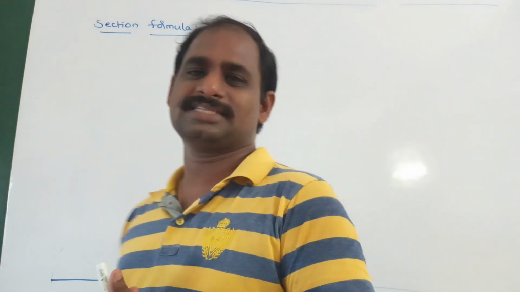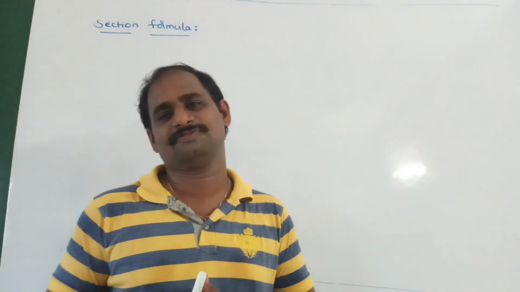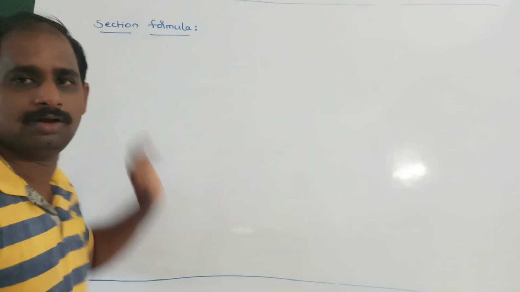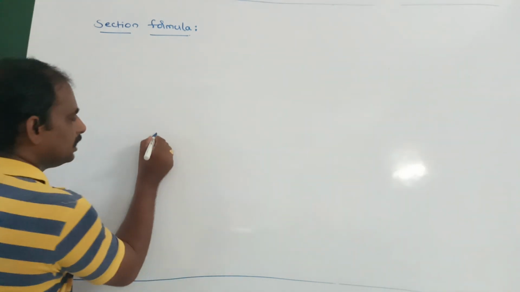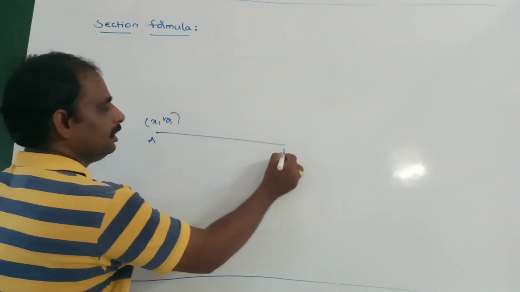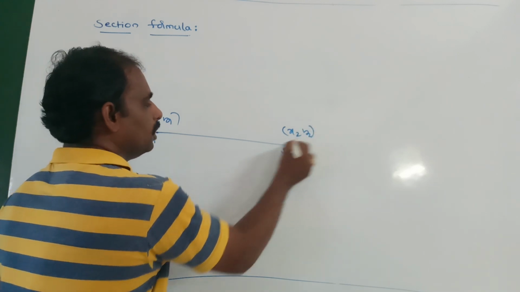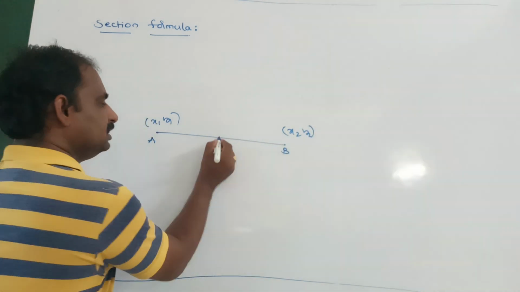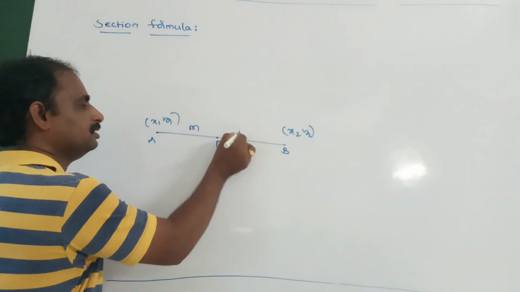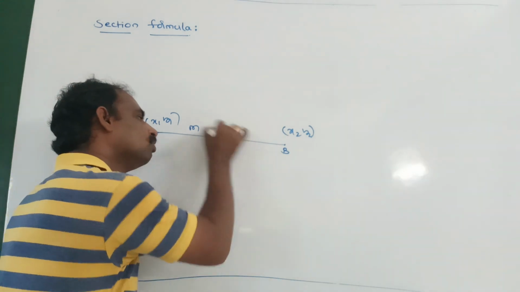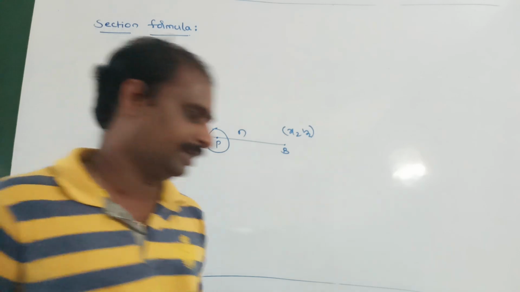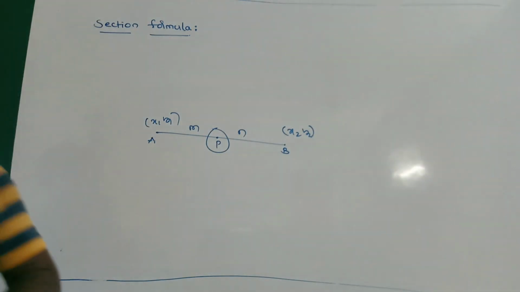Now, today we are going to learn a concept from coordinate geometry, that is the section formula. What is this section formula? Suppose we take points A (x1, y1) and B (x2, y2), which form a line segment, and P is a point dividing it in the ratio m is to n. Then what are the coordinates of P? That is what we are going to learn today. Right? Now we'll go for the proof.